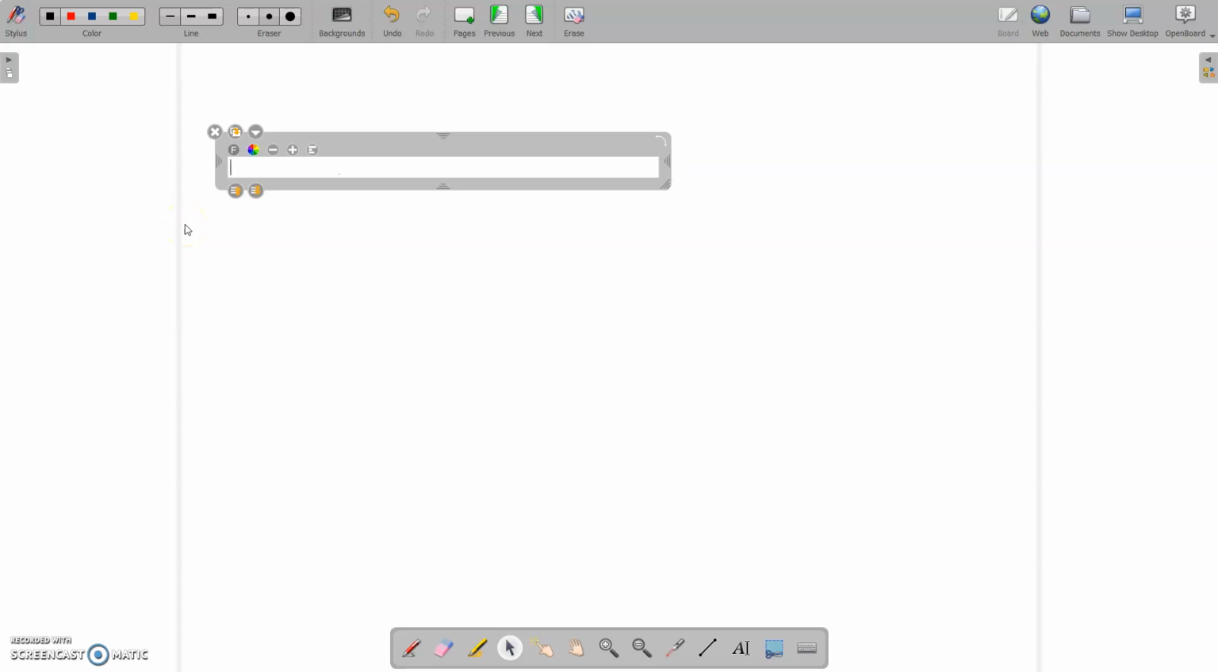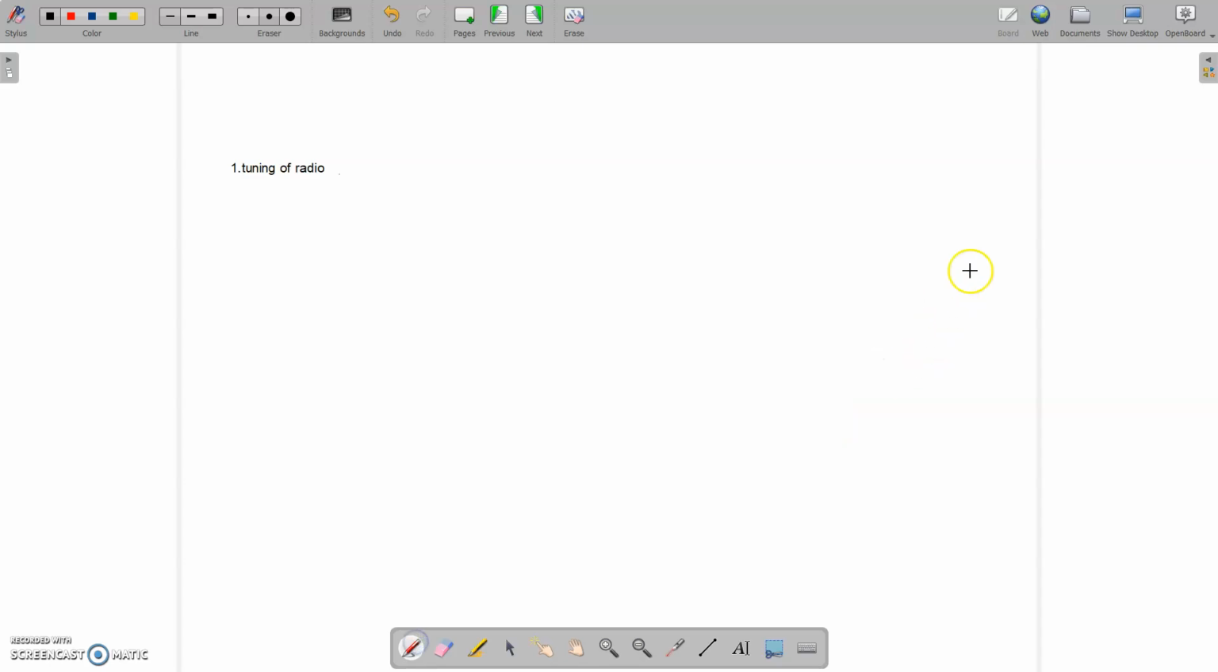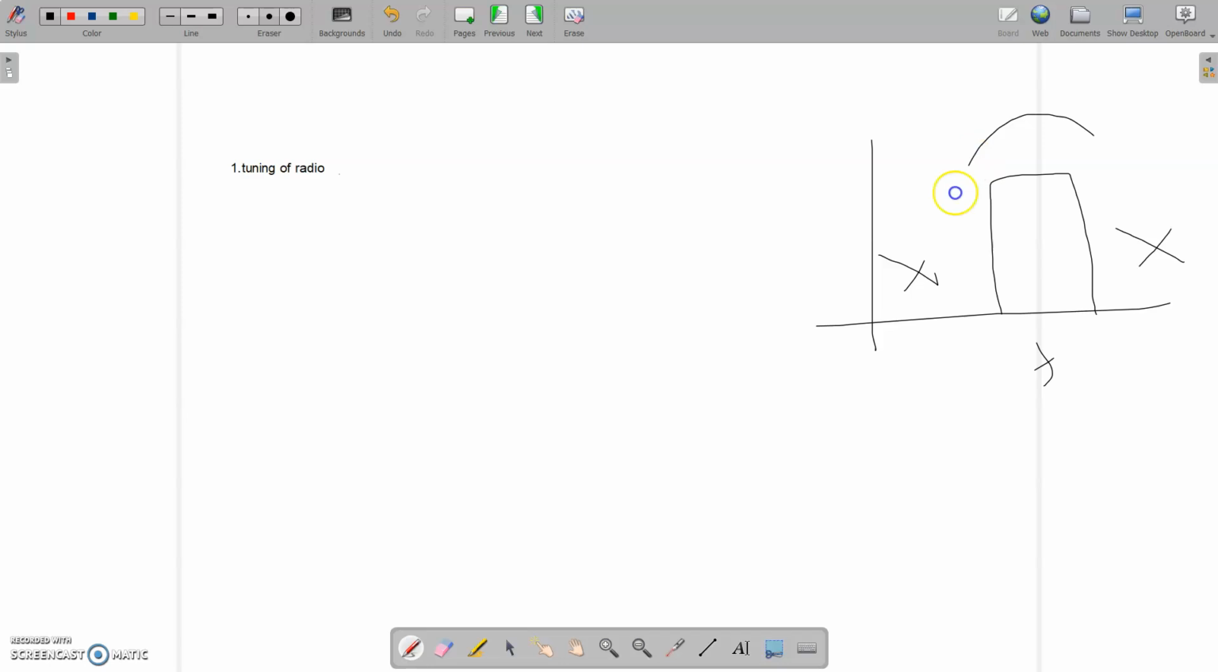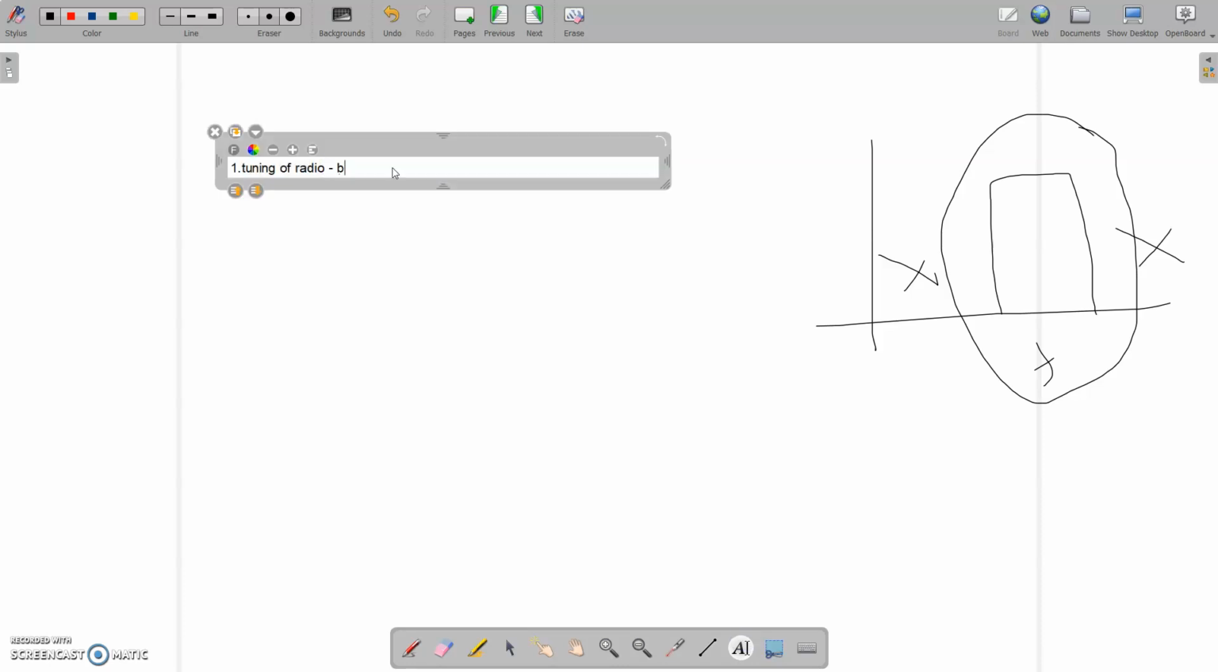So for example, one is radio tuning. In tuning of radio, say we want to tune our radio to a particular frequency band, only this band. We don't want this portion to pass. If we want to pass this way, this is like my band pass filter, right? So we can use a BPF, a band pass filter, when tuning a radio.